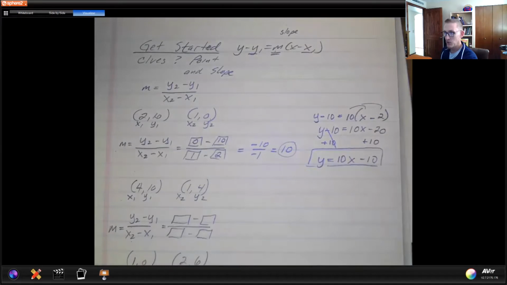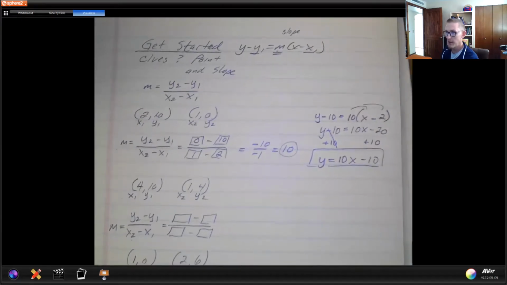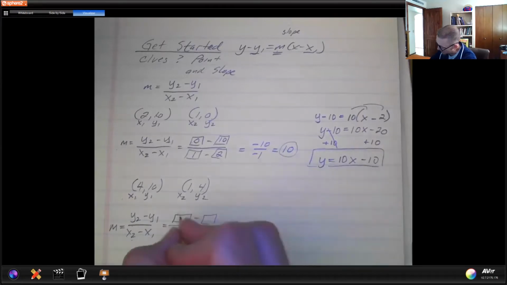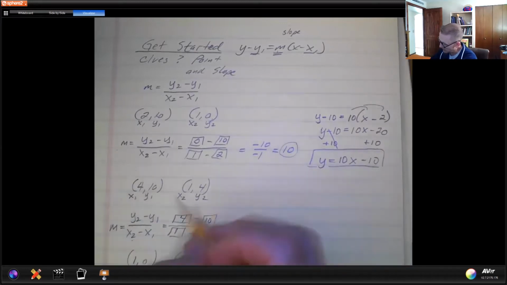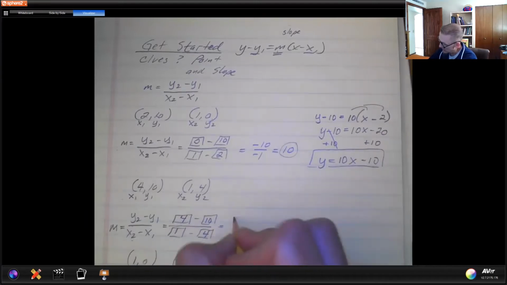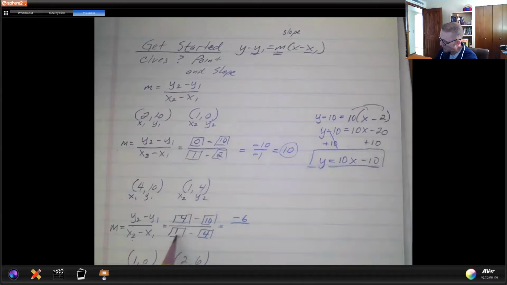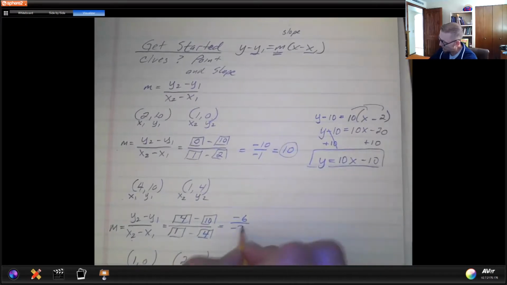Let's plug in. So think about what y2 is. Look at the labeling if you need to. y2 is right here. That's 4. Minus y1, which is 10. And then x2 is 1. And x1 is 4. 4 minus 10 is a negative 6. 1 minus 4 is a negative 3.